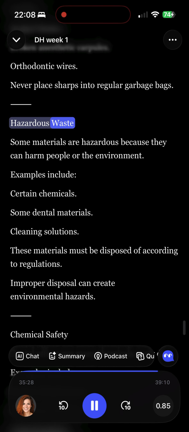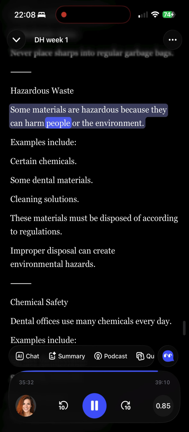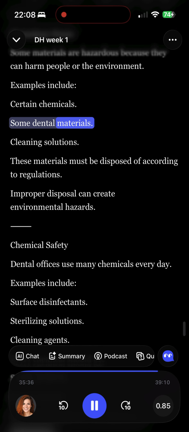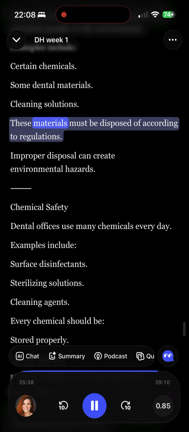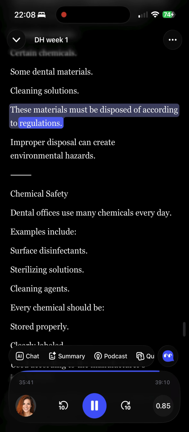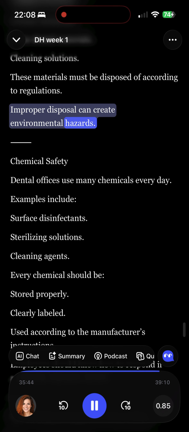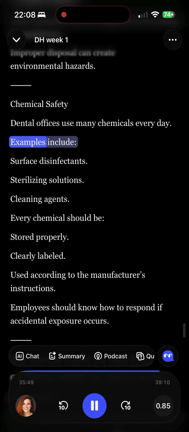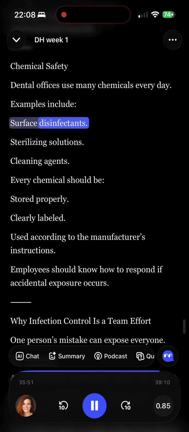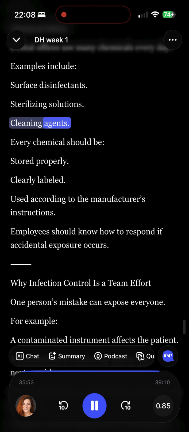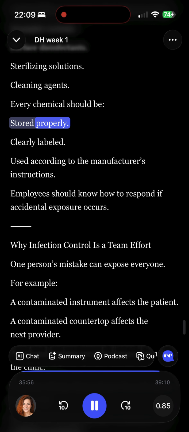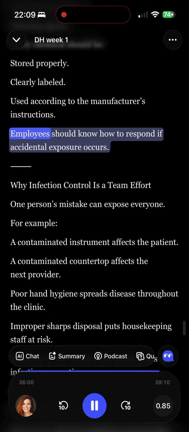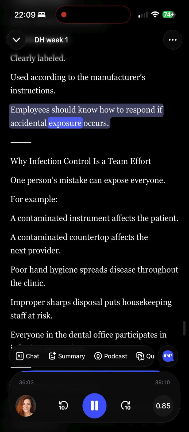Hazardous waste. Some materials are hazardous because they can harm people or the environment. Examples include certain chemicals, some dental materials, cleaning solutions. These materials must be disposed of according to regulations. Improper disposal can create environmental hazards. Chemical safety. Dental offices use many chemicals every day. Examples include surface disinfectants, sterilizing solutions, cleaning agents. Every chemical should be stored properly, clearly labeled, used according to the manufacturer's instructions. Employees should know how to respond if accidental exposure occurs.